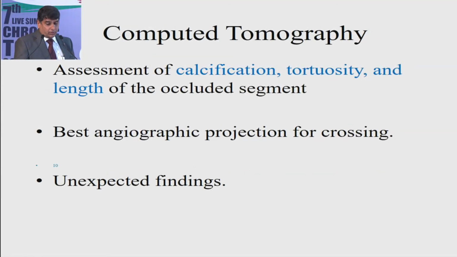Computed tomography is not always done, but it would be useful to have a CT done when there's calcification, tortuosity, and if there is a significantly long lesion. It may help us get the best angiographic projection for crossing the wire, and occasionally it might pick up a stent sitting in the side branch that was probably not seen before.